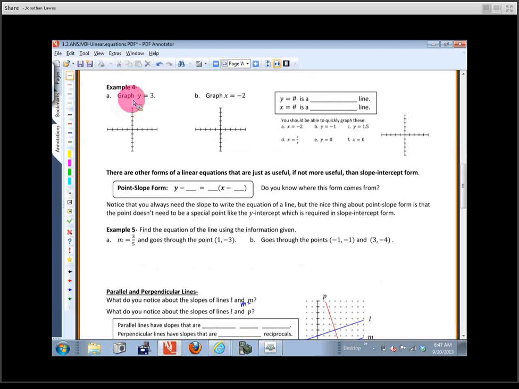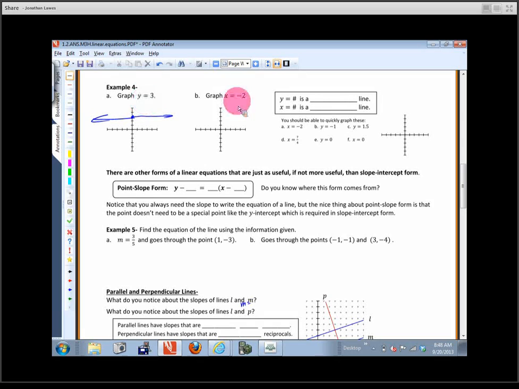Okay, when I learned these, this is how it made sense to me. I looked at that and I said, you know what? This is telling me what y can be. Y has to be 3, but x can be anything I want. So I'm going to say y is equal to 3, but x can be anything I want. So I can go as far that way and as far that way as I want. So if you only have one variable, it's telling you what one of the coordinates is, and the other coordinate can be anything you want.